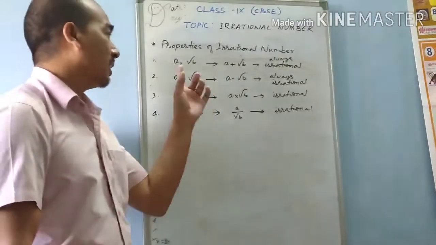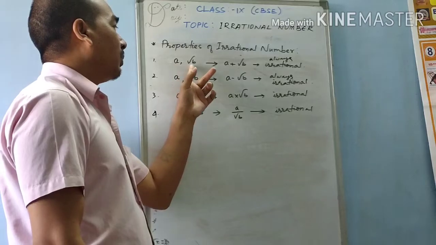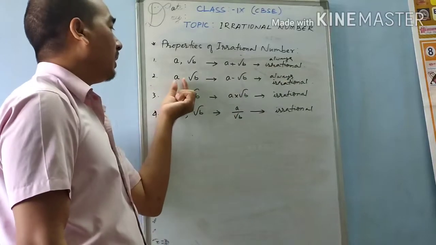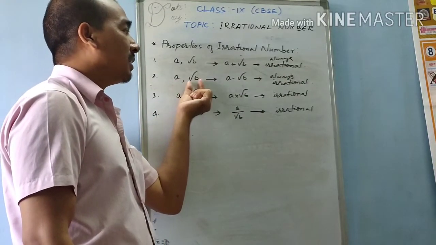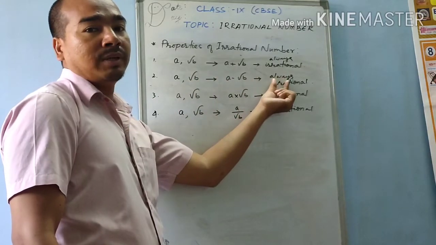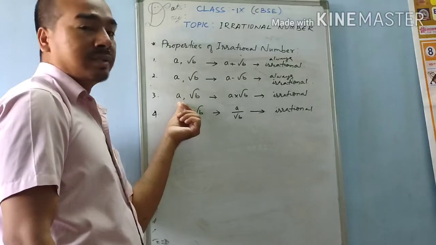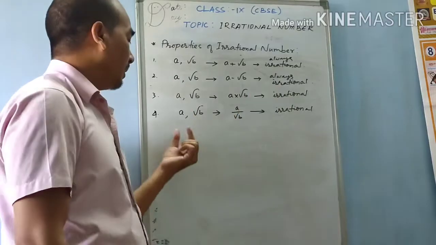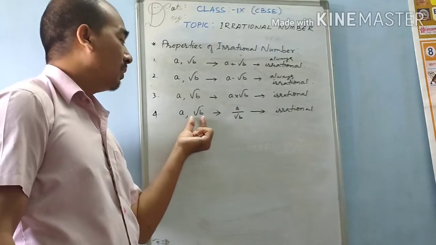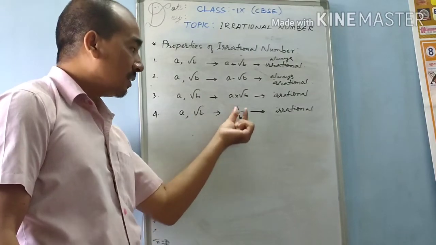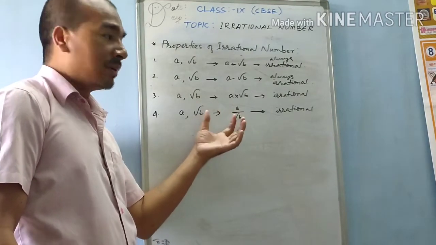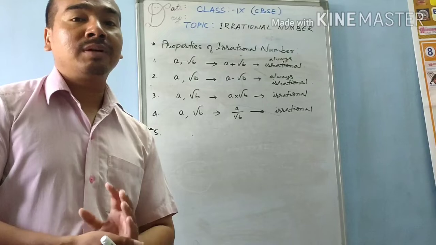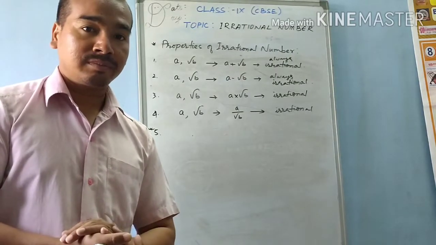For example, a is a rational number, root b is irrational, their sum will be irrational. Second, a is a rational number, root b is an irrational number, their difference will always be irrational. A is rational, root b is irrational, their product will be irrational. A is a rational number, root b is an irrational number, their quotient will be irrational. These four properties are about rational number and irrational number operations.